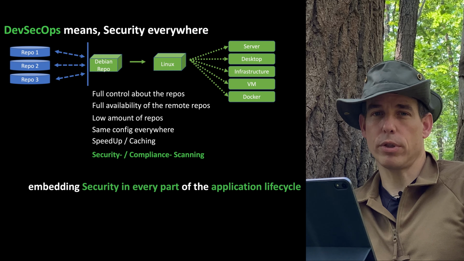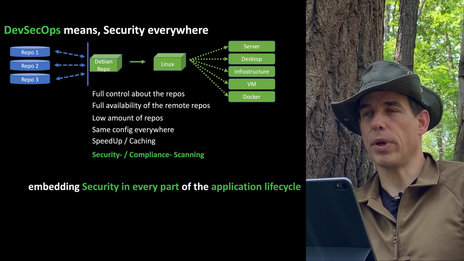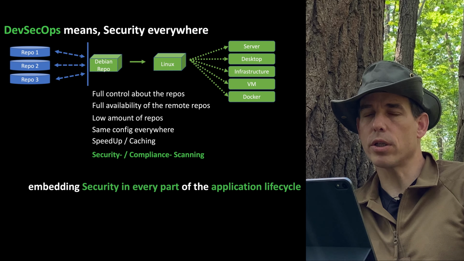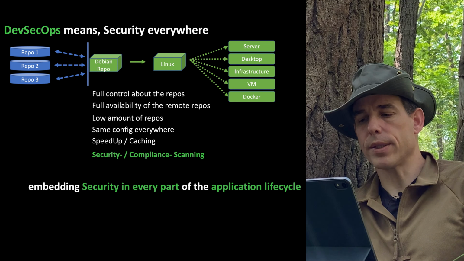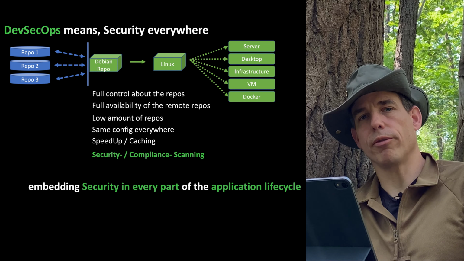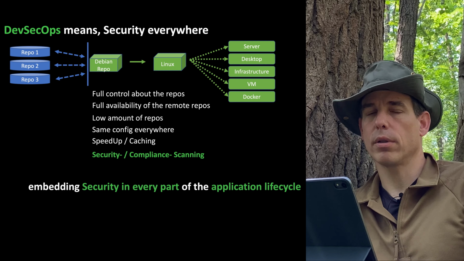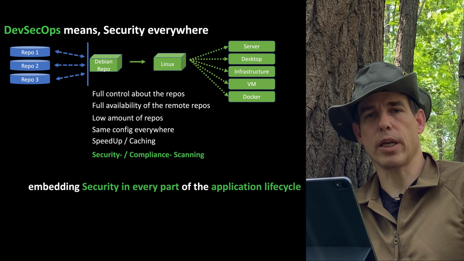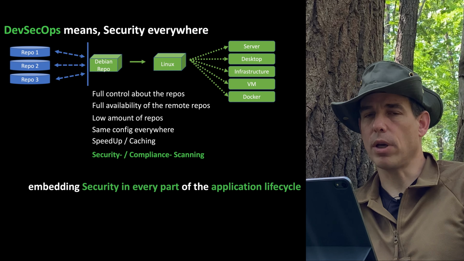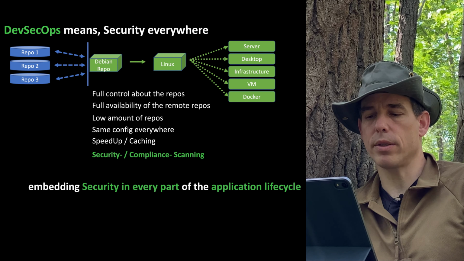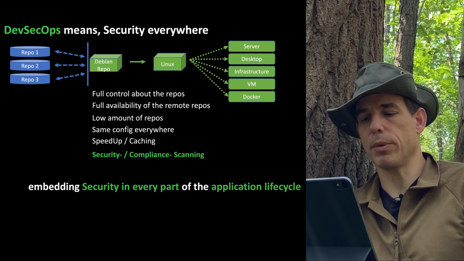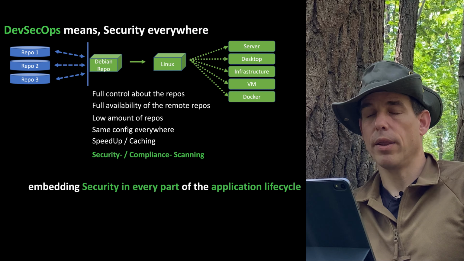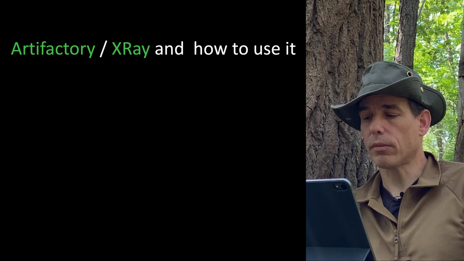The amount of repositories could be lower compared to regular configurations, but you have everywhere the same configuration. And last but not least, you have speed up because you're just caching stuff. And if you have this Debian repository in place, this is a point where you can implement security and compliance scannings. So this would be an ideal world.